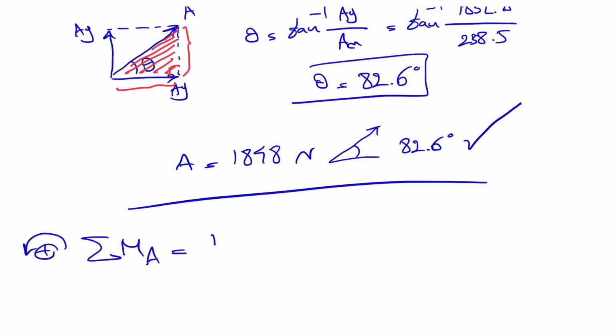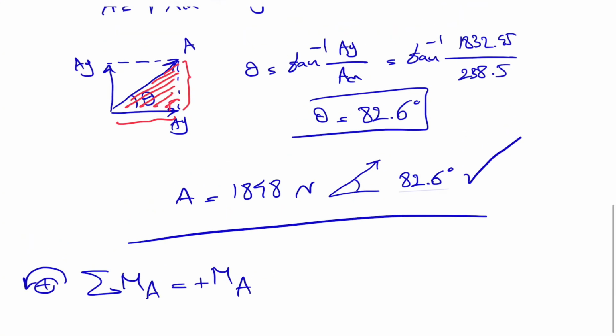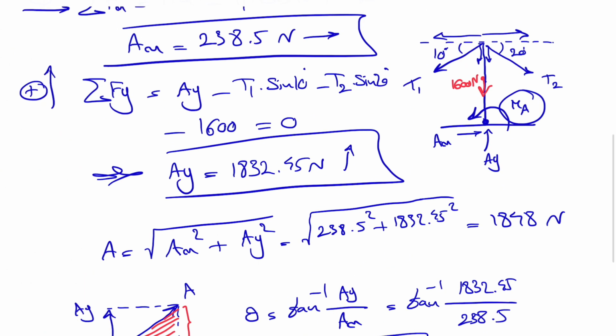And let's see what we have for the moment about point A. So first of all, we have the moment of MA, which is what we are looking for, and it's positive since our assumption at the beginning was counterclockwise, so positive. And if you look at the other two, obviously we don't have any moment for AX and AY since the distance vector is 0, but let's just go with the other ones. So 1600 also doesn't make any moment. And looking at this, the Y component of T1 and T2 also won't make any moment.